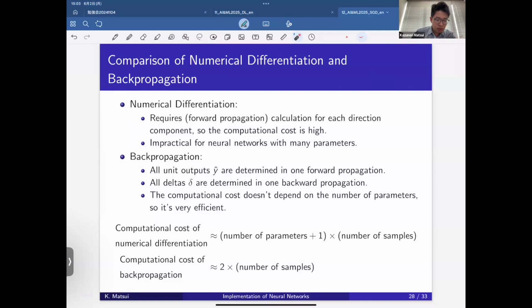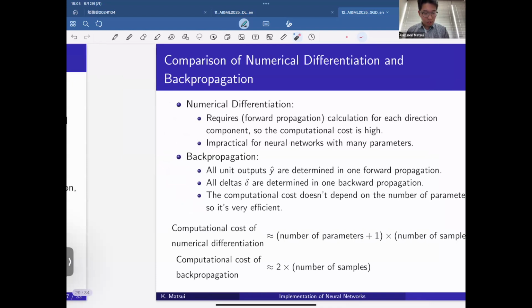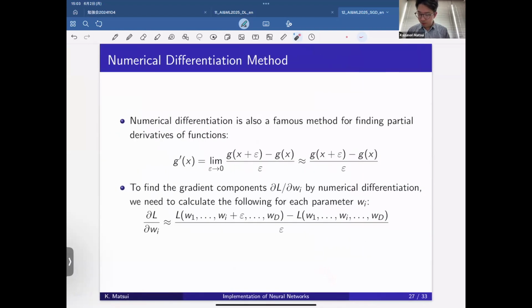So when we calculate this using numerical differentiation, we need to calculate the value of the loss function when we make wi plus epsilon. For that, we need to perform the forward propagation calculation. So we think the value of the loss function when w1 to wd are determined is already known, but we need to calculate again using forward propagation how much the loss function becomes when we add epsilon to wi.